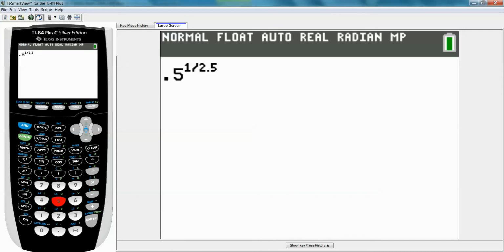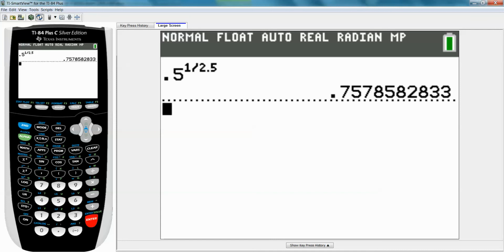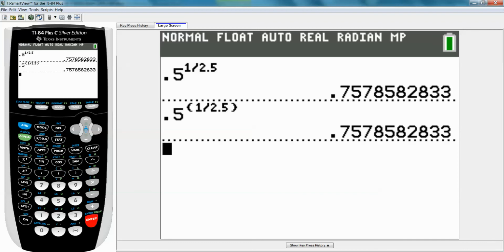Now be careful. This new style of working with this new operating system for TI-84s puts this all up in a superscript, which is fabulous, right? If you are on an old TI-83, or if yours writes it with the little caret symbol still in there, then you're going to have to put parentheses. So you're going to have to say 0.5 caret parentheses 1 divided by 2.5. Again, with the new operating system, it's not necessary.